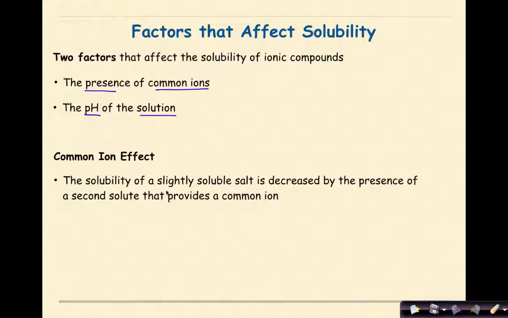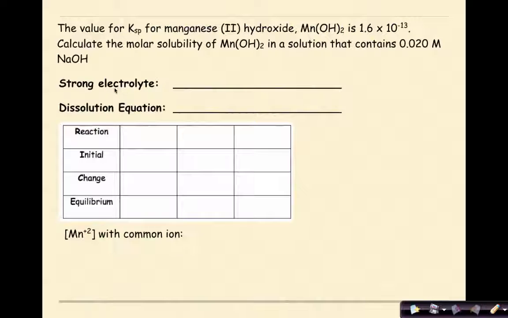So let's look first at the common ion effect. The solubility of a slightly soluble salt will decrease by the presence of a second solute that provides a common ion. Let's look at an example of how a common ion can affect solubility. The value for KSP for manganese(II) hydroxide, Mn(OH)2, is 1.6 times 10 to the negative 13. Calculate the molar solubility of Mn(OH)2 in a solution that contains 0.02 molar NaOH.